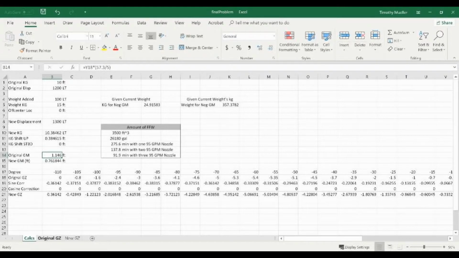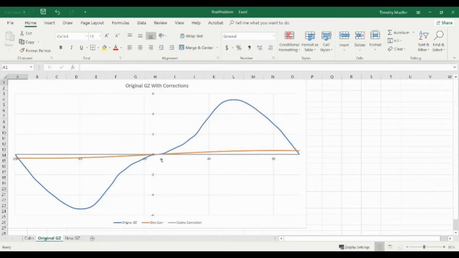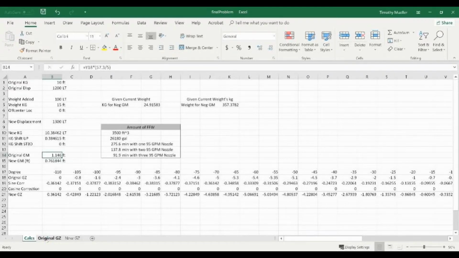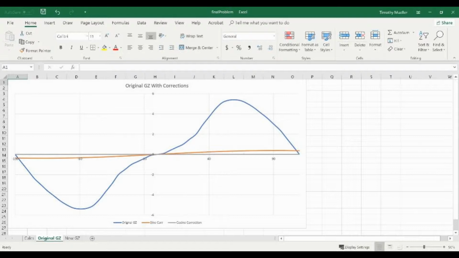So let's take a look at how the curves compare with each other. We have the original curve of stability here. Our sine correction is this orange. It starts at 0, and then it rises to a maximum at 90, and then it starts dropping a little bit. Cosine, since we didn't have any cosine correction necessary, that cosine correction curve is just straight across. So the only correction we have to give in this chart is the sine.